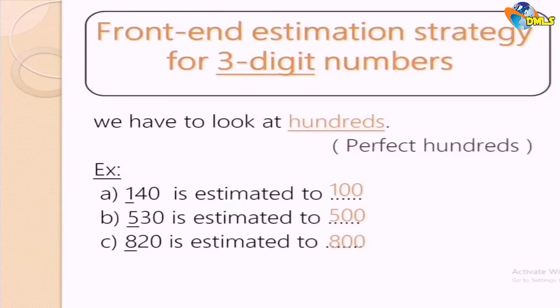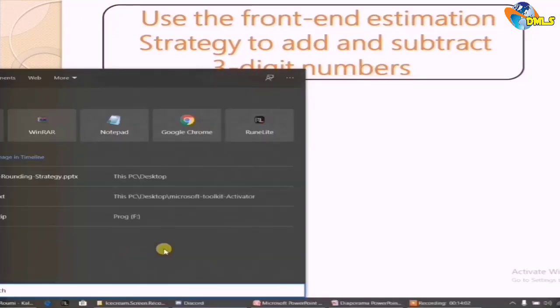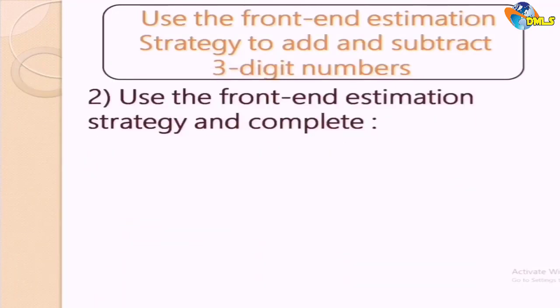But how can we use the estimation strategy to add or subtract three-digit numbers? Let's take an example. Use the front-end estimation strategy and complete. Question A, 850 minus 470. How can we estimate the result? First, we will estimate each number by itself. Then we will subtract. Let's start with 850.